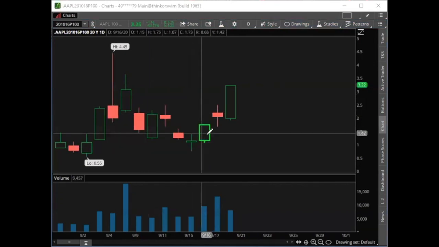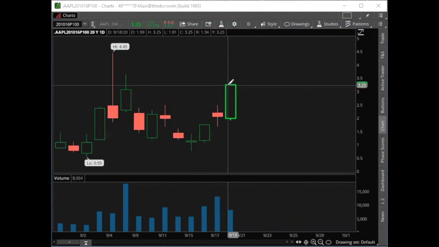So this is our Wednesday. Look at the Wednesday entry, right around $1.40. Right now it's currently at 325. And these were once again very conservative in terms of the strikes chosen. So you do the math, this is about 100%.